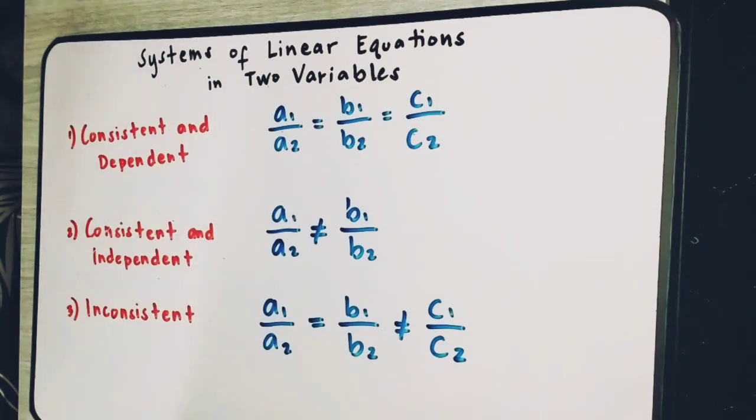The third one is inconsistent. Okay? So, magiging inconsistent siya kapag yung ratio naman ay si A and B lang yung equal and then si C ay hindi equal sa kanila. Okay? Para mas maintindihan nyo, magbigay tayo ng mga examples.